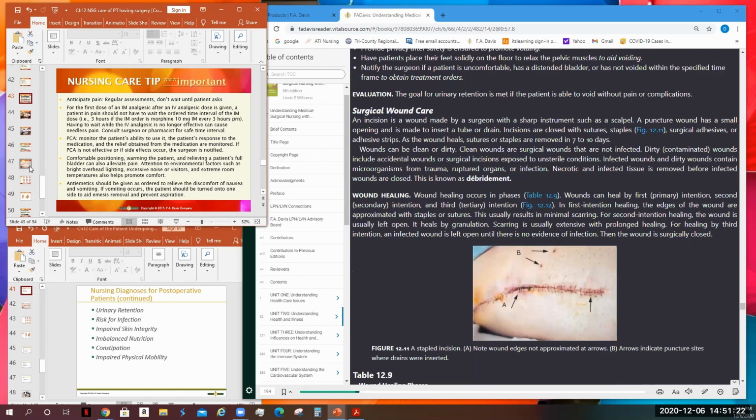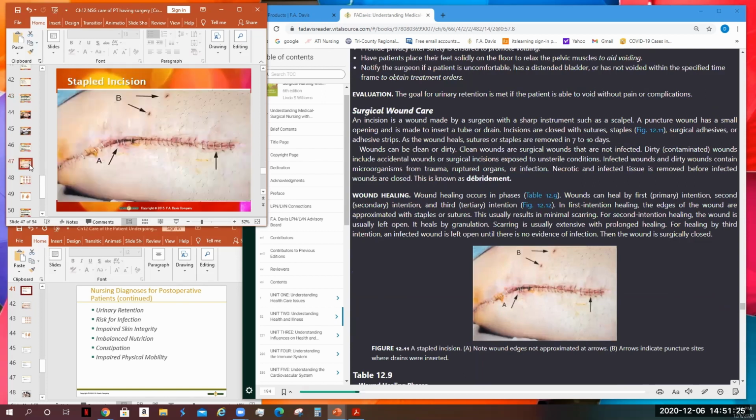Surgical wound care. An incision is a wound made by a surgeon with a sharp instrument, such as a scalpel. A puncture wound has a small opening and is made to insert a tube or drain. Incisions are closed with sutures, staples, surgical adhesives, or adhesive strips. As the wound heals, sutures or staples are removed in 7 to 10 days.